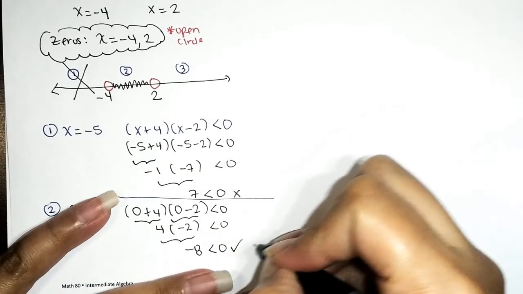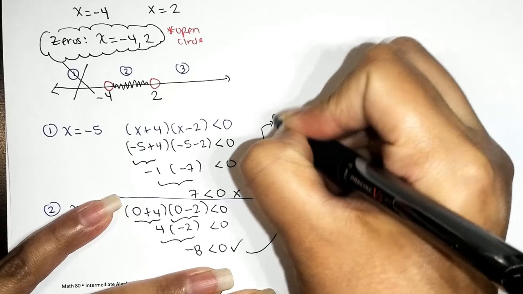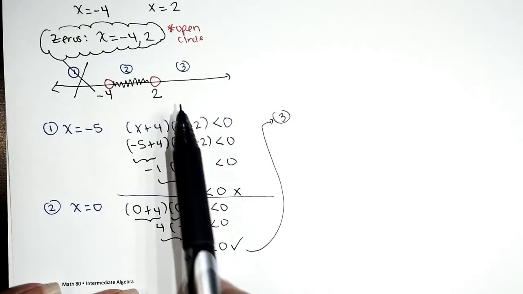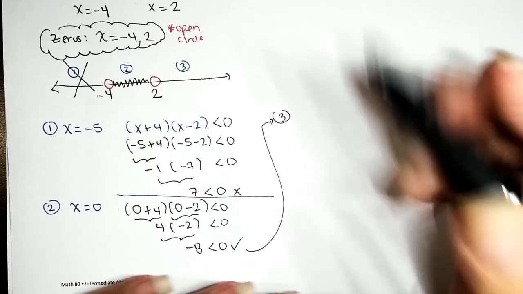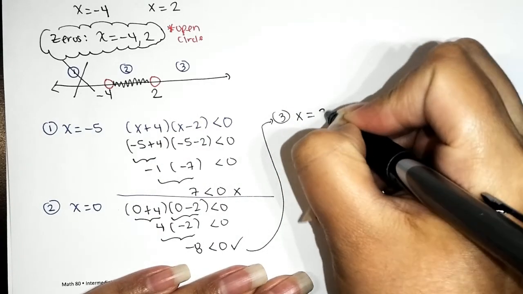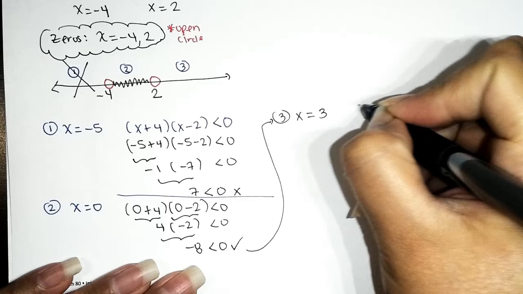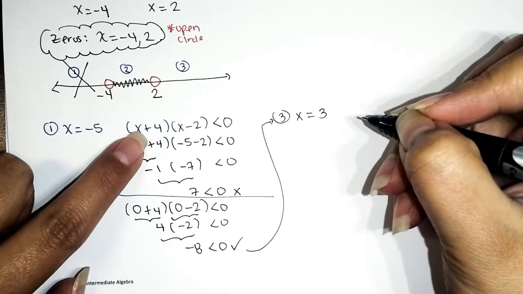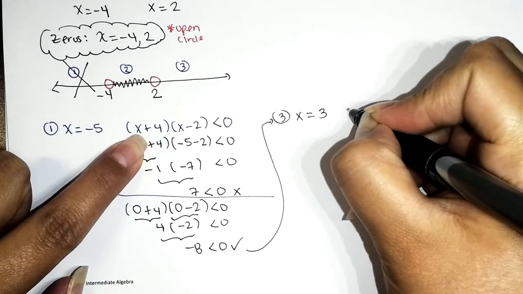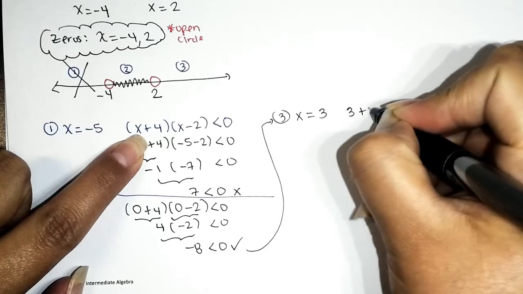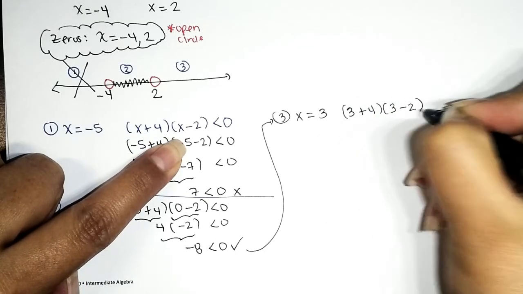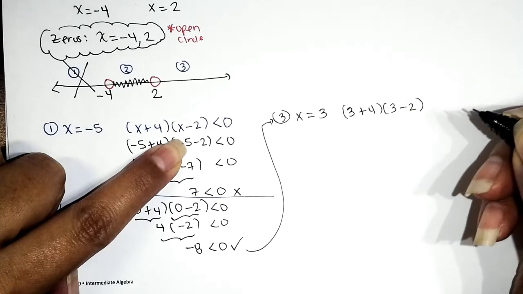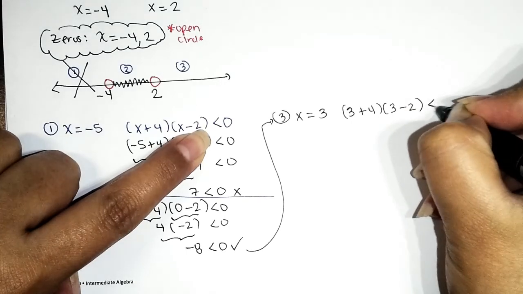Okay, so test interval number 3. So we're going to pick any value that's pretty much bigger than 2. So with your permission, we're testing out the number 3. Okay, and in this case, let's see what we get. We're going to use that same inequality. So we have x, which is, in this case, 3, plus 4. We multiply it by x, which is 3, minus 2, and again, or whatever test value you're picking. And I want to know, is this less than 0?